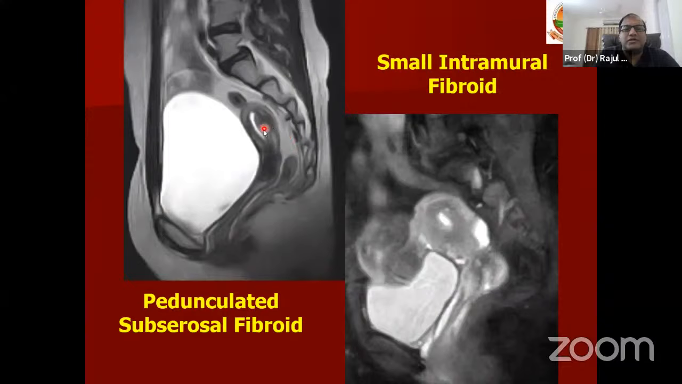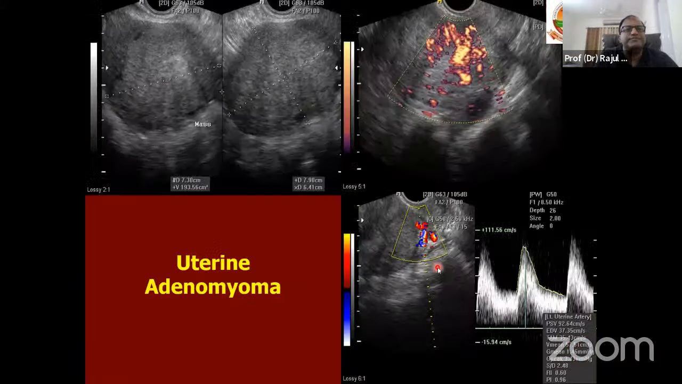When the MRI is done, at times the small fibroids in the intramural location will be seen just as hypointense lesions, and they are displacing the endometrial cavity. In this case, a large pedunculated fibroid was seen. So it is very difficult often on ultrasound to demonstrate the pedicle, but MRI is very useful because it is able to show the pedicle of the fibroid. So it helps in planning of the removal of such fibroids.